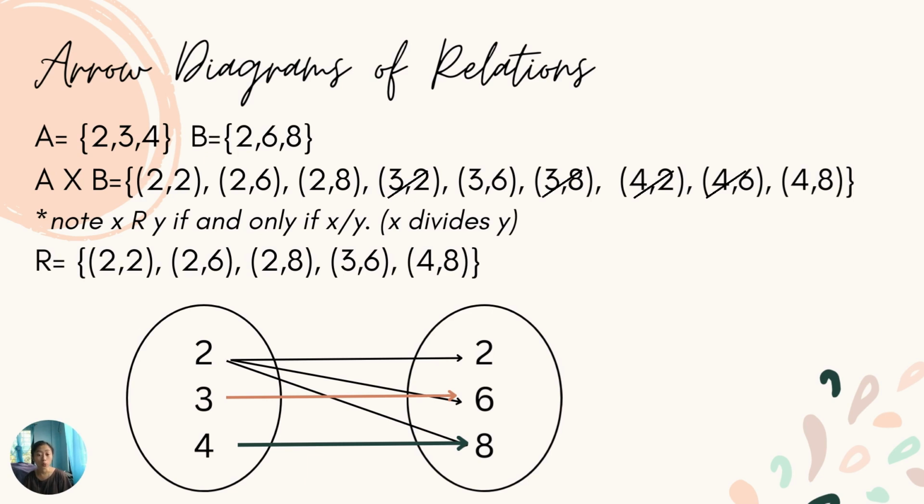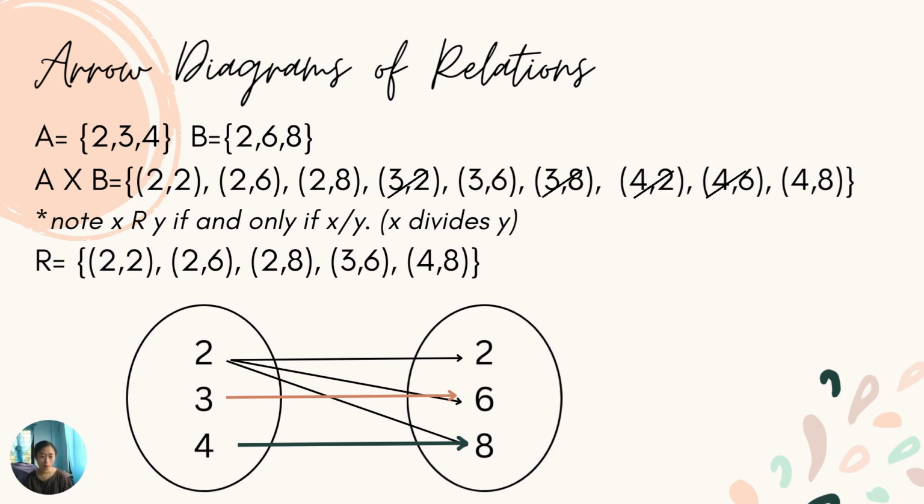And 4 sa 2, kulang. Ang ating y-coordinate, hindi kakayanin ng 2 na ma-divide sa 4. 4 to 6, no. And yes to 4, 8. So, ang ating natitirang R: 2,2; 2,6; 2,8; 3,6; and 4,8. So, ilalapat na sa arrow diagram.